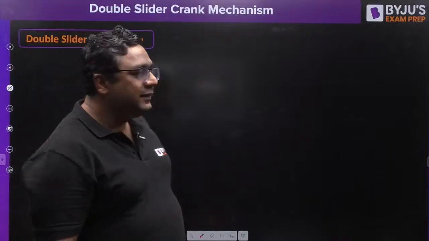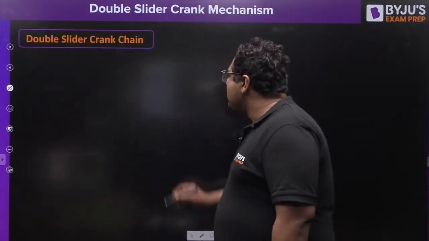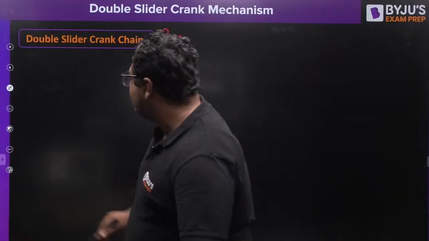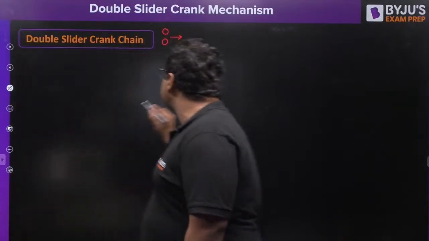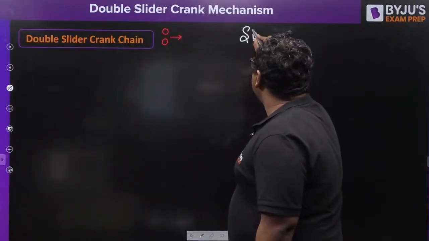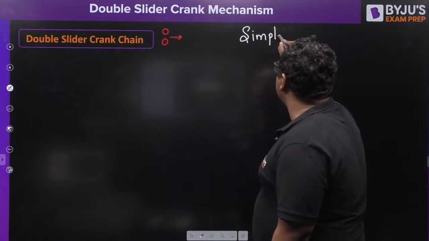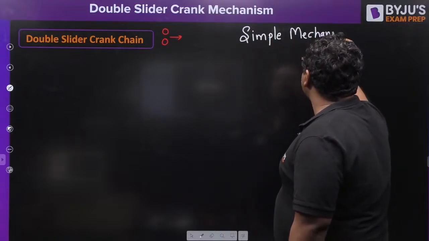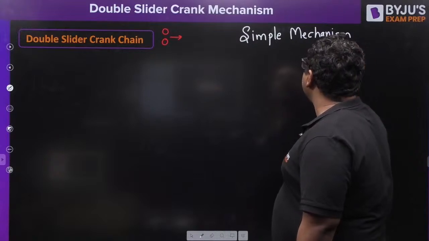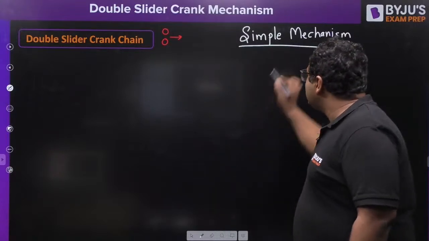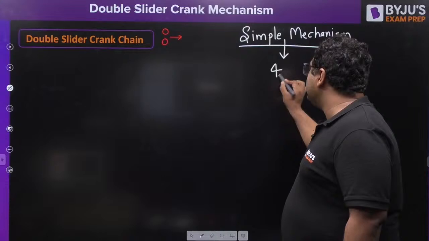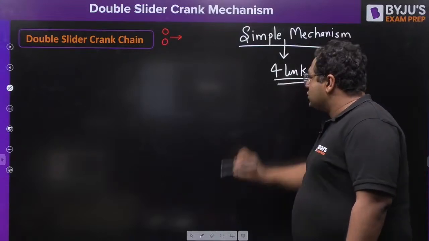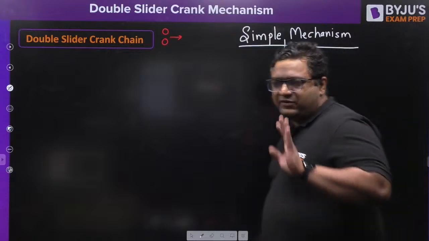So guys, now we are starting with the double slider crank chain. So my dear, I would like to tell you that the name of the chapter is simple mechanism. I told you, when a mechanism came for the first time in this universe, we gave that mechanism the name simple mechanism. So this simple mechanism had 4 links. It was the first type of mechanism. So my dear, with 4 links we have studied.